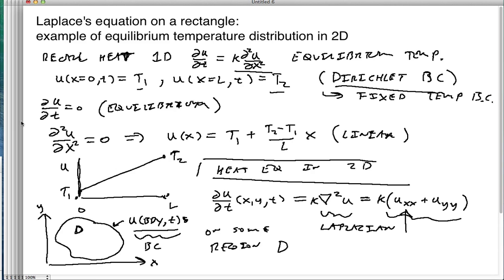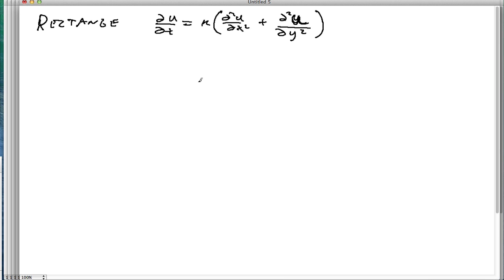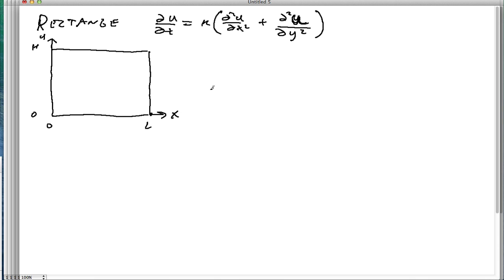So now let's consider a special case of the rectangle. So we have our 2D heat equation as such. And now we have the rectangle, and this will be in the xy plane, going from 0 to L and 0 to H. This is the y axis there, and that's the x axis there.